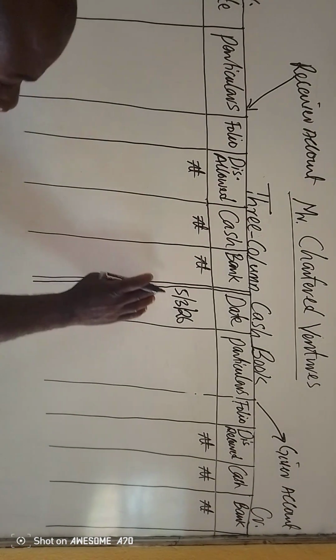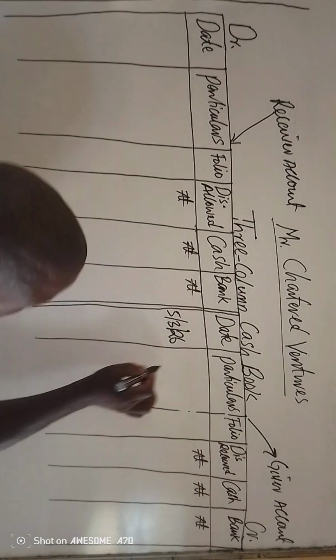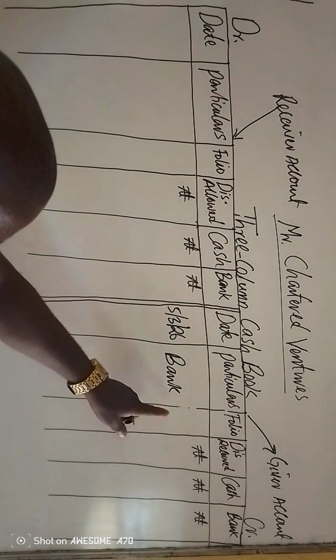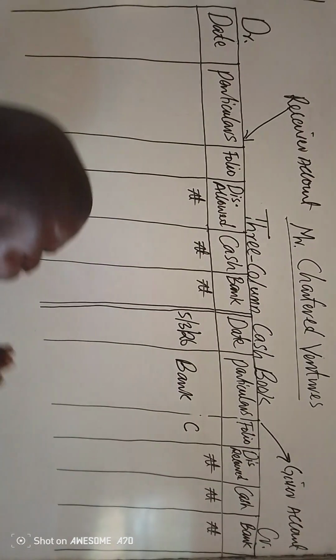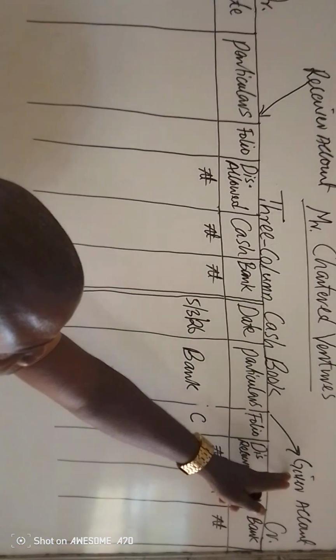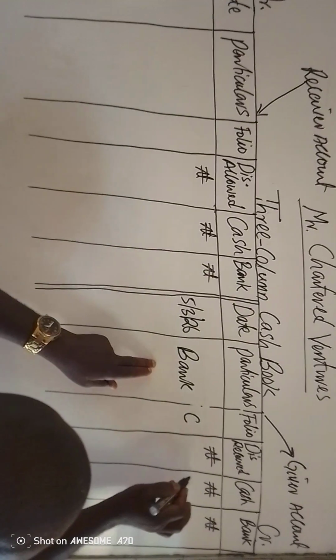You now say on this date, which is 5th of March, the giver, which is the cash account, is giving to bank. And then the folio becomes C. Under folio you put C, though C is not a folio, but you just put it under folio. Then we are now saying the giver, which is cash, is given to bank, and the amount is 50,000.